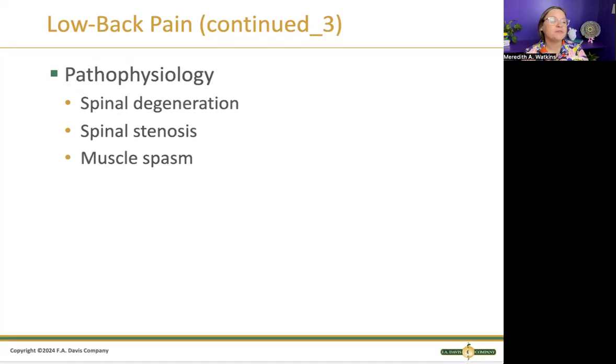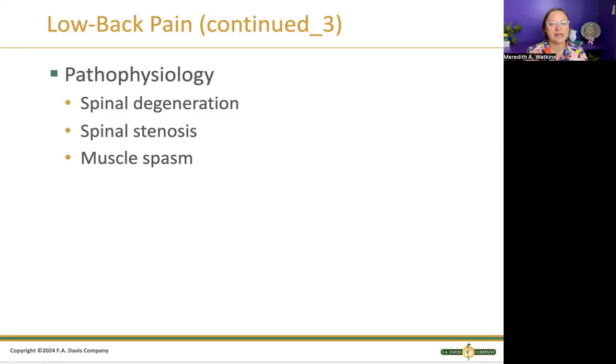Now, there are a number of causes of low back pain, and they can usually be divided into three categories. Spinal degeneration, that's kind of like the wearing out of an old tire. Eventually, those tires wear down, they get thinner, and there's less cushion on the tire, and so then it causes the tire to need to be replaced, but we only get one spine. So spinal degeneration is kind of the wearing out of the spine over time, so we're going to see that more with the elderly patients.